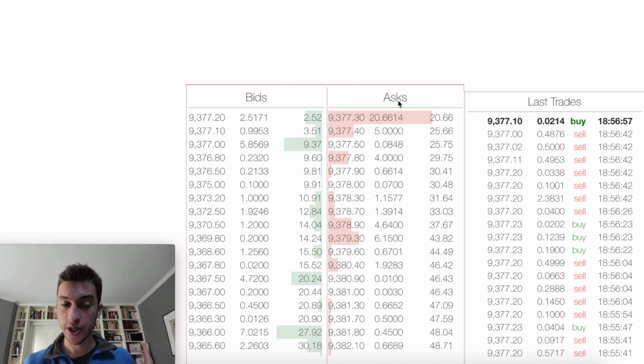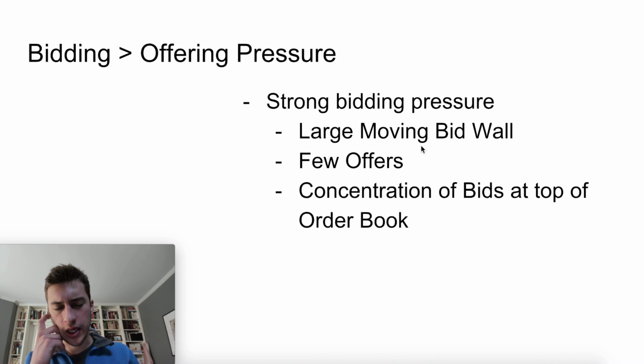So when I say bidding pressure, what I mean is a good, strong bid, many bids and not many offers. When I say offering pressure, what that means is many offers, many limit sell orders, and not many limit buy orders, not many bids. Limit buy orders, limit sell orders, just for a quick recap on those who do not know that. Okay, so let's get started with what we're looking at with bidding pressure and offering pressure.